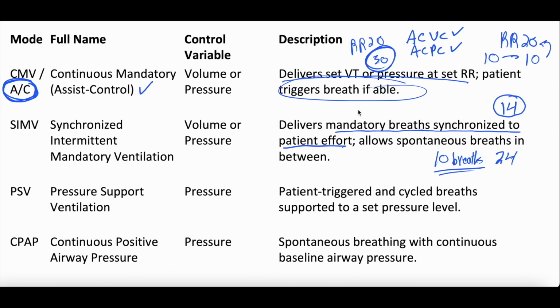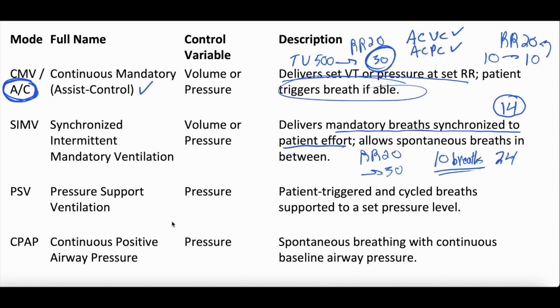So if I set that tidal volume at 500, and the patient wants to take 30 breaths, for all 30 breaths, the ventilator will assist them and try to give them a tidal volume of 500 for all 30 of those breaths. Whereas again, in SIMV, if I set that ventilator at 20, and the patient wants to take 30 breaths, for 10 of those breaths, the ventilator will not assist them at all. The patient will just kind of suck in air as much as they're able to.